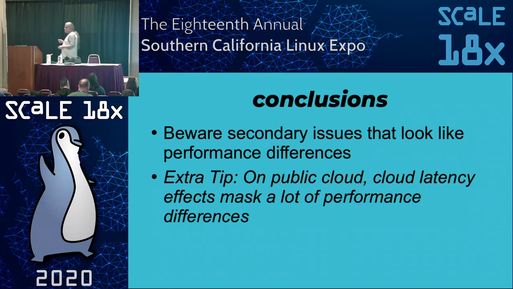Also, beware secondary issues that look like key performance differences. Sometimes your performance difference isn't coming from where you think it is, like my issue with using NodePort and the network between the benchmarking client. And then an extra tip, because I didn't have my cloud slides in here: on public cloud, one of the other things you'll discover is that public cloud latency effects, which are large, can mask any differences in performance that you're attempting to test.